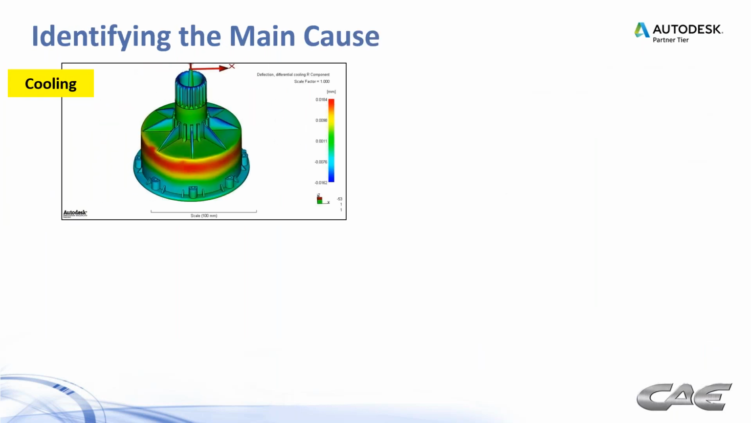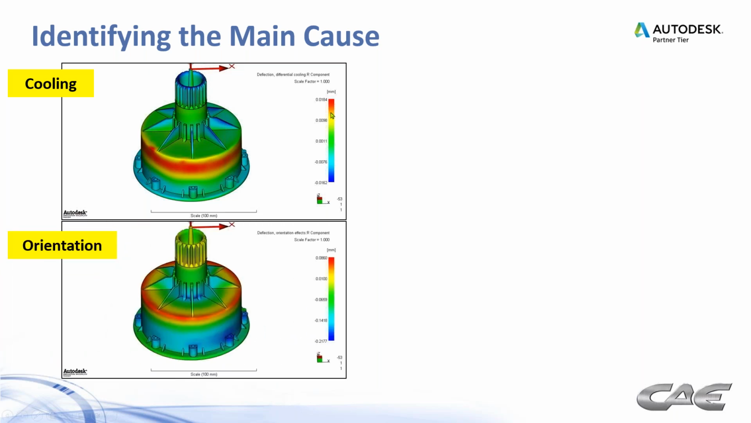And one of the beautiful things about Moldflow is it allows us, as we saw earlier, to separate out the different causes of warpage. So here's how much is due to cooling. You see these numbers are relatively small. Here's how much is due to orientation, and this is a fiber filled material, and you see the orientation effects here are also relatively small. You see a little bit there.